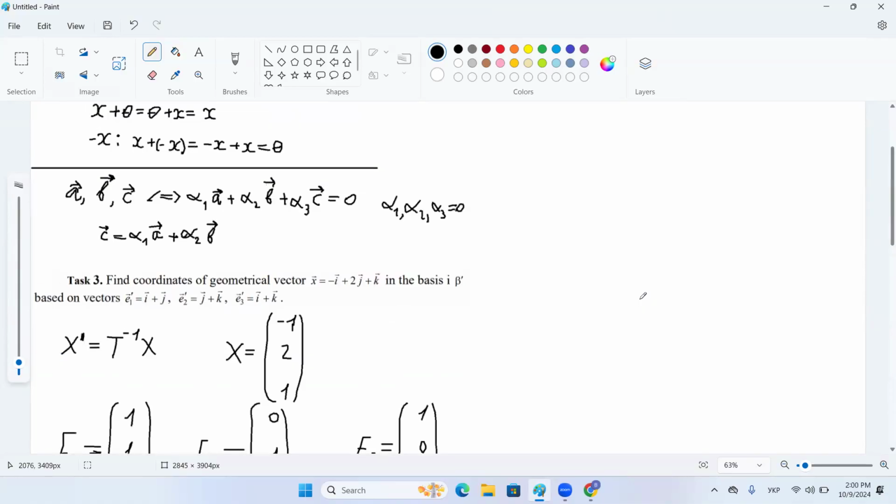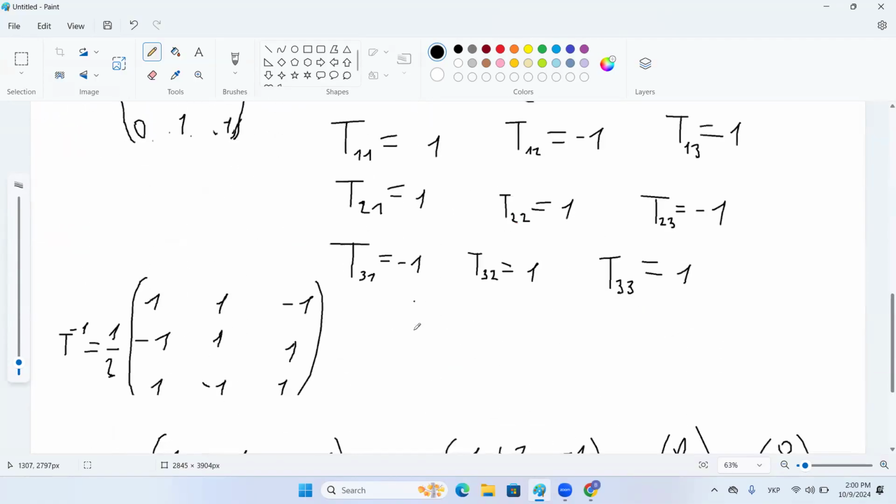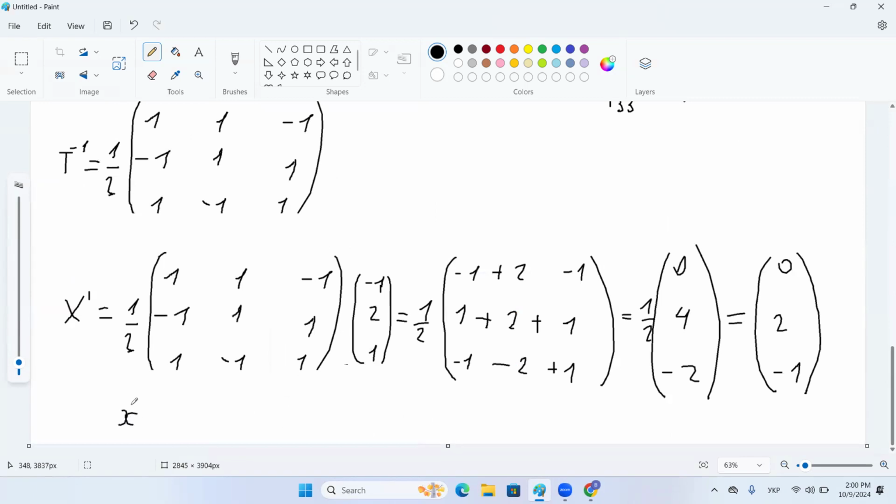And also, how can we write it? So x prime equals 0 e1 prime plus 2 e2 prime minus 1 e3 prime. Okay, any questions about this task?